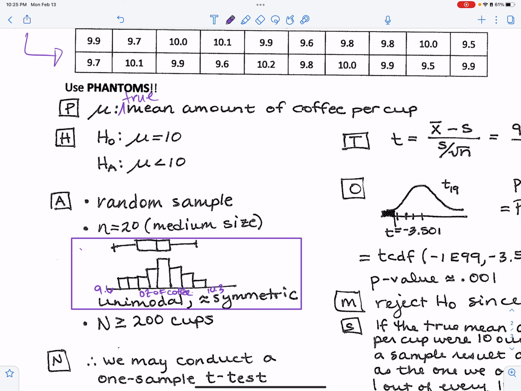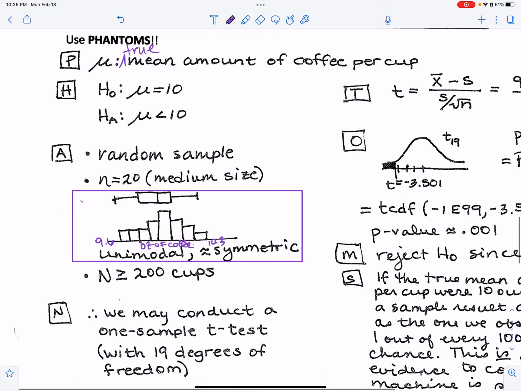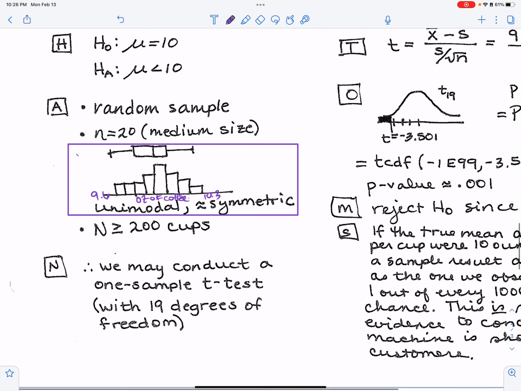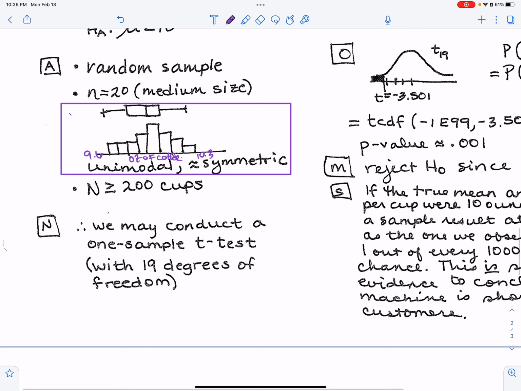Okay, so you just have to show that, remember, n greater than 30 guarantees that it's a normal model or approximately normal. So since it's less than 30, I need to show that my data is approximately normal so that I can continue. Okay, so next, it says we can conduct a 1 sample t-test with degrees of freedom of 19. Remember, degrees of freedom is my sample size, 20, minus 1, which is 19.